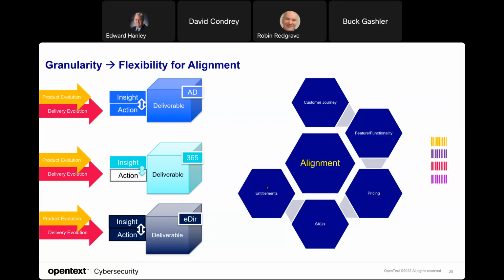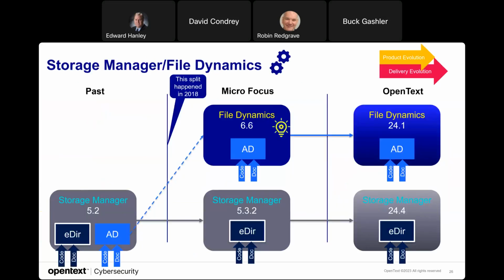So with that being said, we have undergone an evolution from this everything-in-the-box standpoint. In 2018, we split out the Microsoft deliverable to File Dynamics so that Storage Manager can continue its own evolution for eDirectory based on the problem and opportunity set for that platform. And that's what has happened up here. So today, this really should say File Dynamics 24.4. We'll see that in just a minute.